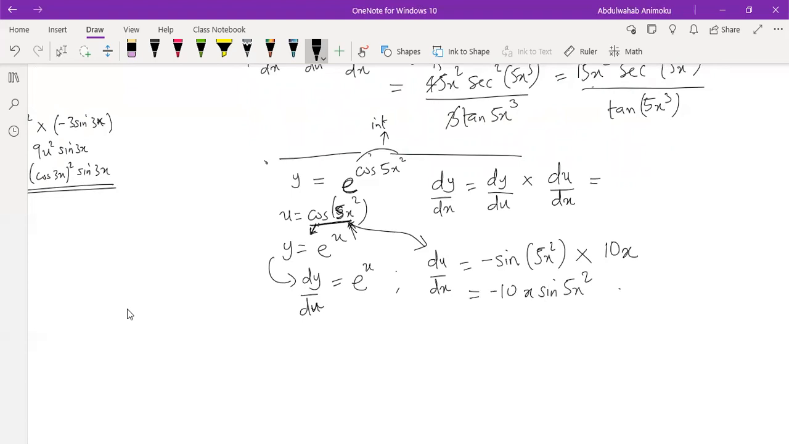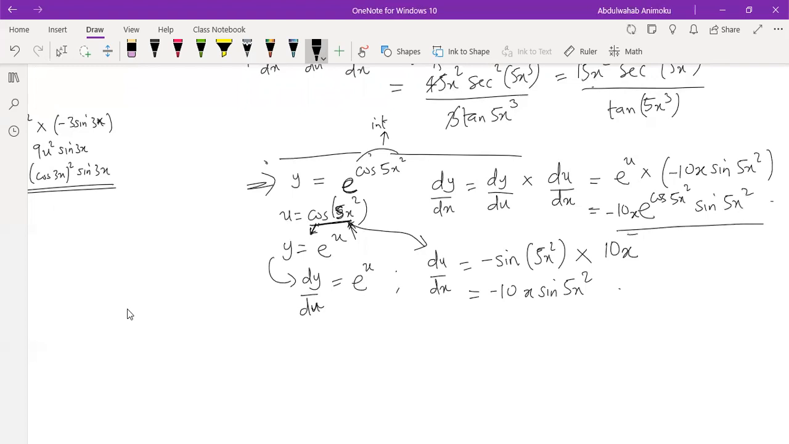So we can bring everything together now. dy/dx, the original problem, using the chain rule, is dy/du, which is e raised to power u, multiplied by du/dx, which is minus 10x sine 5x squared. When we write everything together, we have e to the cosine 5x squared. We can place the minus 10x first: minus 10x e raised to power cos 5x squared multiplied by sine 5x squared. So this is what we have for the second function.